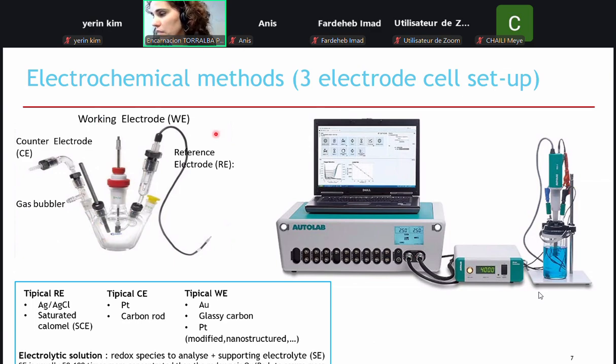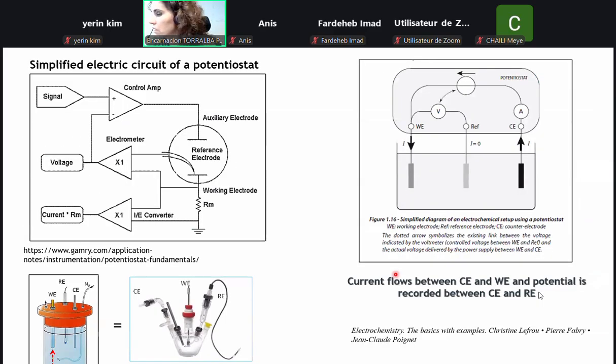And then the reference is used to control the potential in the working electrode. And here you have the potentiostat, which my colleague was saying is not working properly. So this is the same as we have said. Current flows between the working and the counter, and the voltage is measured with respect to the reference.